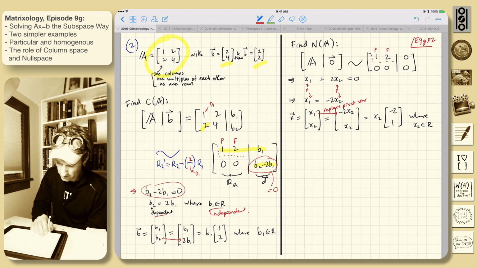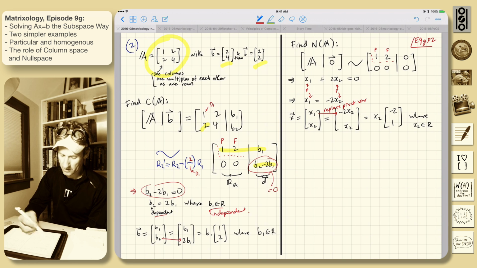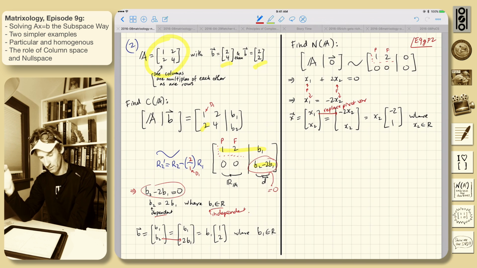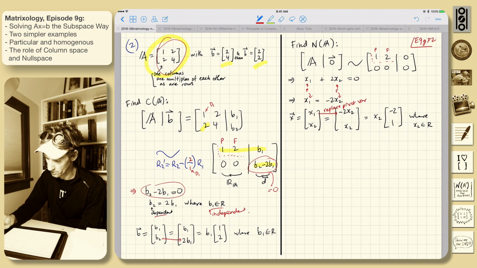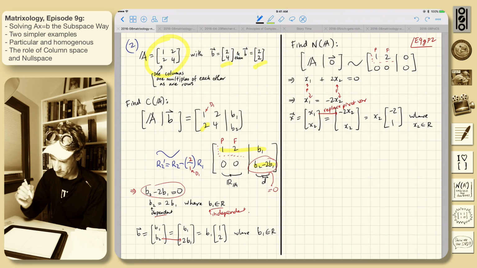And if you go back to this matrix A, A times this vector basically says take minus 2 of the first column and add 1 of the second column. Clearly, that gives you a zero. And you can have any multiple of that. So it's a subspace. This is our plan.